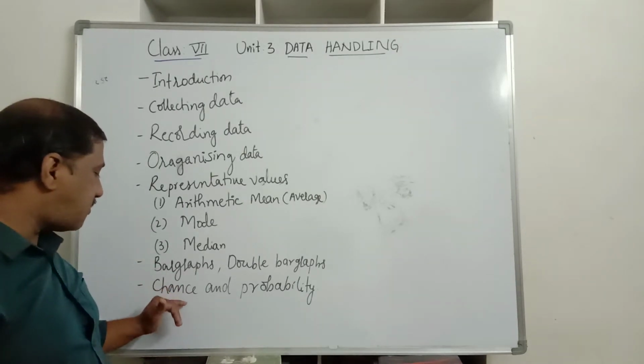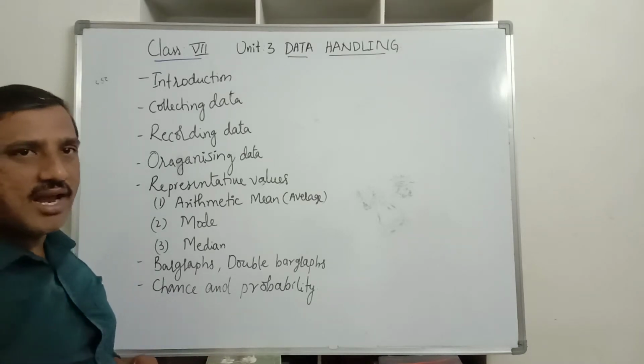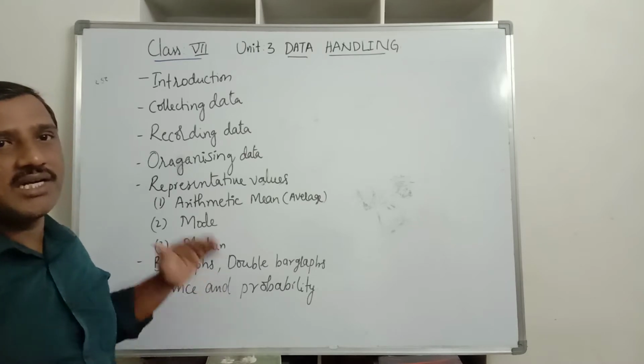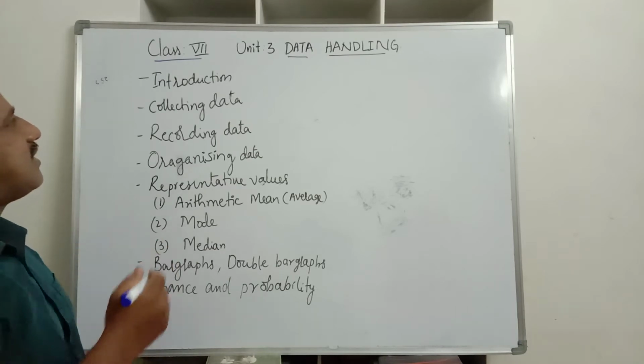Then the last concept is chance and probability. It is a new concept and it is introduced in class 7, chance and probability, and it will be continued till the higher classes. So now first we'll discuss data handling.